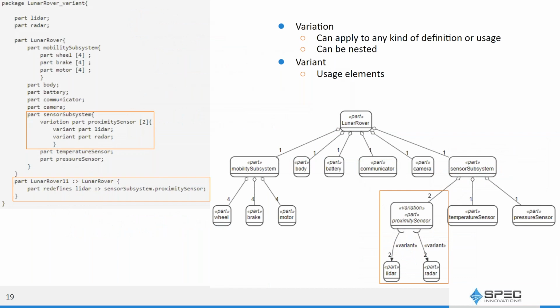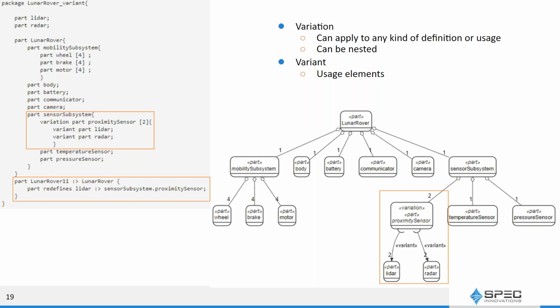So next is a new concept for V2 that is explicit, which is the concept of variability. So variability can be represented in SysML V2 with variations and variance. So a variation can be applied to any definition or usage, and it can be nested as well. The variation identifies a variation point, and then the variants are defined at that point. This allows a choice to be made to select a specific variant for the system.